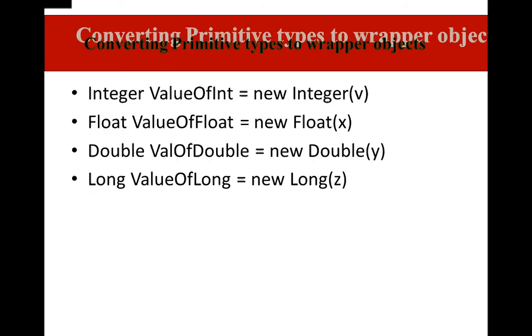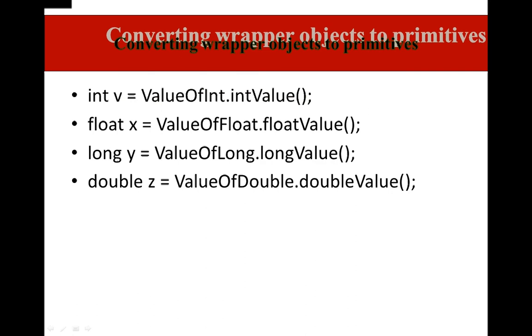When you want to convert a primitive type into a wrapper object, here valueOf int is an object. This object is created with the help of the Integer wrapper class by passing an integer variable. Like that float, double, long. And if you want to convert wrapper objects to primitive types, exactly reverse, then you can simply write the object name dot intValue(), and you get whatever integer value is stored in that object with the help of this method. Like that floatValue, longValue, doubleValue.